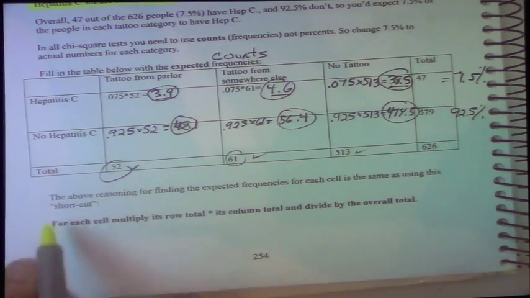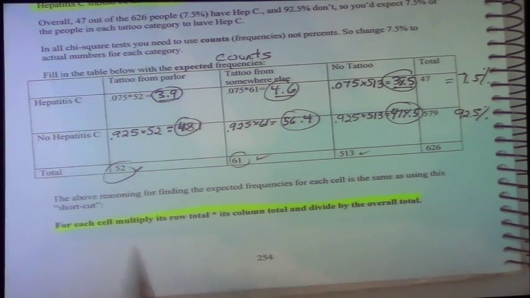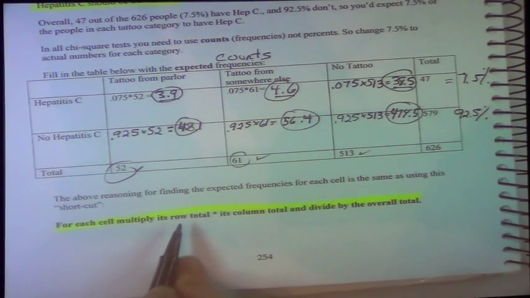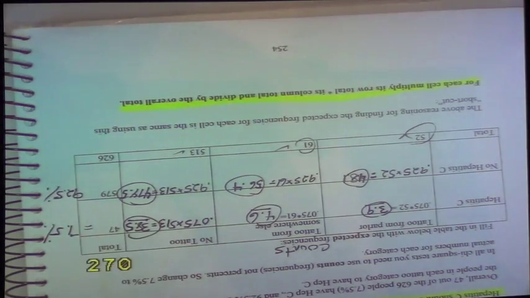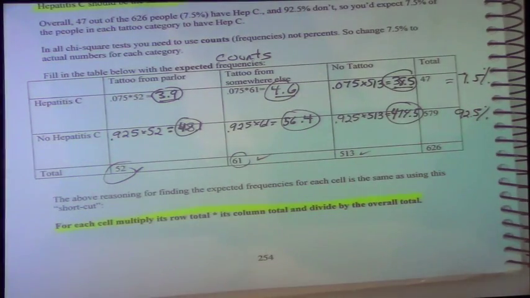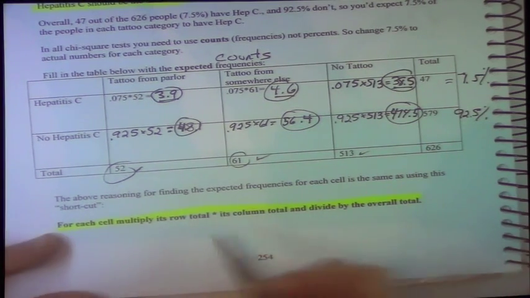What is the shortcut? For each cell, multiply its row total times its column total and divide by the, whoa, something weird happened and that was my hand and I did something different. Oh, which one is it? Oh, rotate, I bet. No. Yeah, there we go. Okay, so for each cell, we'll do that.